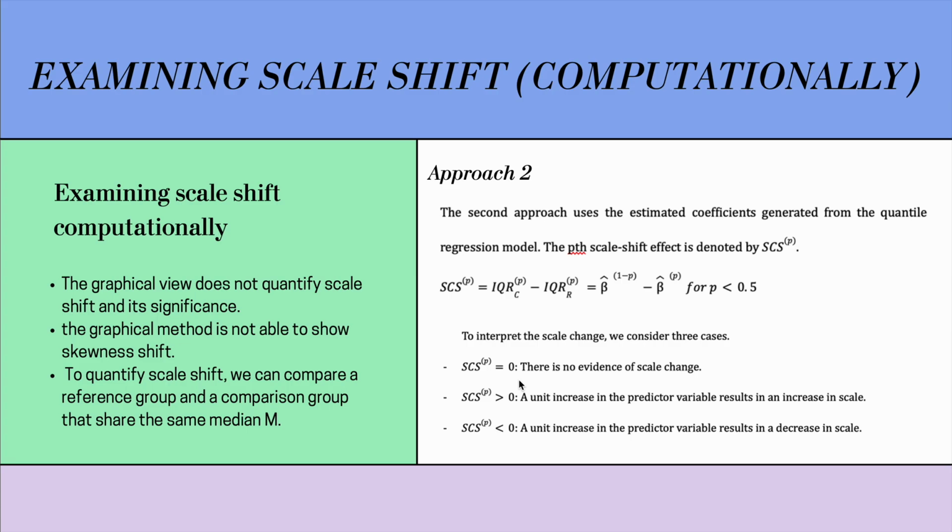For the first case, when SCS of p is equal to 0, there is no evidence of scale change. If SCS of p is greater than 0, we interpret it as a unit increase in the predictor variable results in an increase in scale. Meanwhile, if SCS of p is negative, a unit increase in the predictor variable results in a decrease in scale. Note that, again, the first approach uses quantiles, while the second approach uses the coefficients from quantile regression.